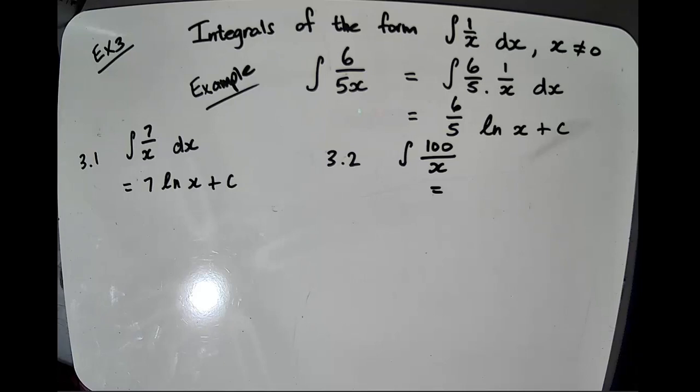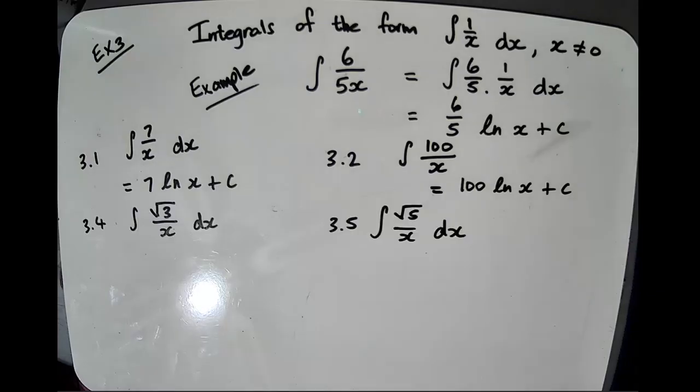For the next one, 100 over x, you can try it out. Separate it first. You'll get the integral of 100 and the integral of 1 over x. And the final answer will be 100 ln x plus c. 3.4 and 3.5. These have square roots. It's going to be nothing different compared to 3.1 and 3.2. Pause the video and try these out quickly.